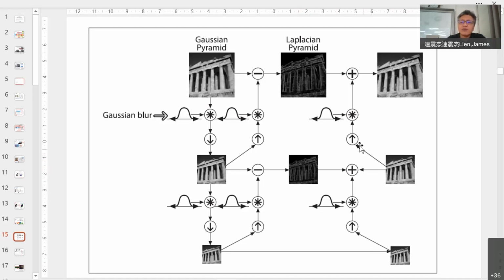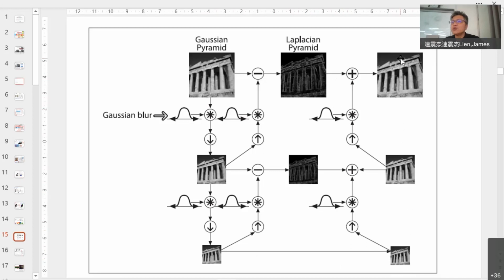And do it again. You do upsampling, you do Gaussian smoothing and subtract, sorry, plus with this one. Plus back the high frequency information, and it becomes a better result. So that's the same meaning if we do this one, downsampling, then upsampling.